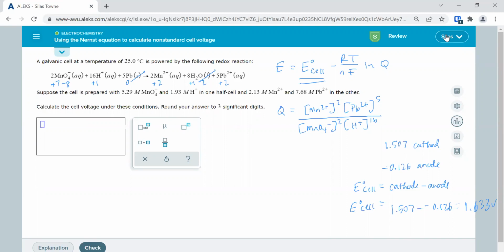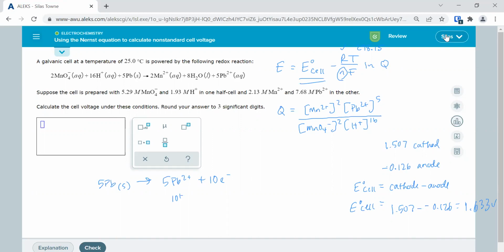Then we have a lot to figure out for the rest of this. We have the values for Q that we can plug in that were given to us. But the big unknown, so R we know, T is going to be 298. Don't forget Kelvin. Faraday's constant is constant. So we're looking for this n. To determine electrons, let's look at one of our half reactions. One of them is 5 Pb to 5 Pb2 plus. Now, we have 10 plus over here, so we're going to have to add 10 electrons to balance those ions.